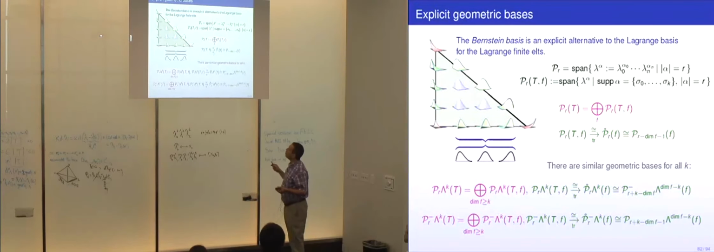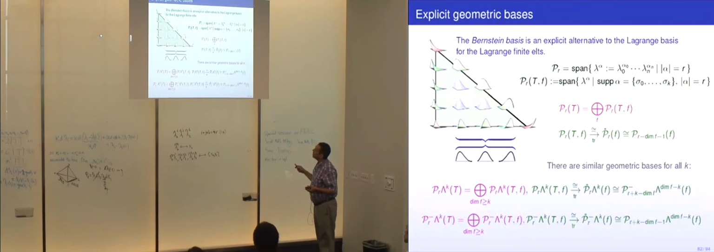Okay, and then one more thing that we observe is that for the space of all polynomials of degree r that vanish at the endpoints, we could divide out by a bubble function, and that would be isomorphic to polynomials of degree r minus d minus 1. Dividing by the bubble function on a d-dimensional face, which is a d plus 1 vertex guy.